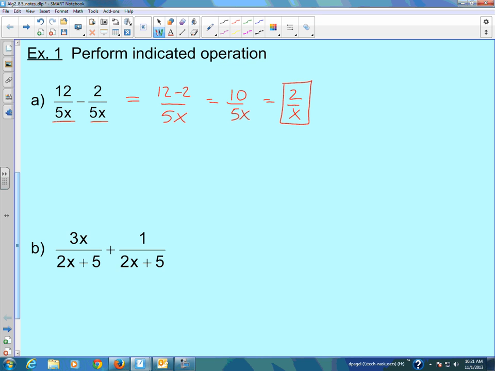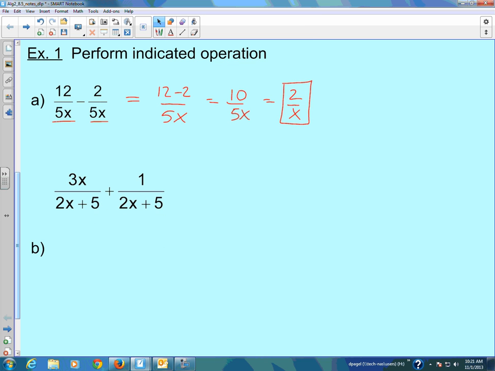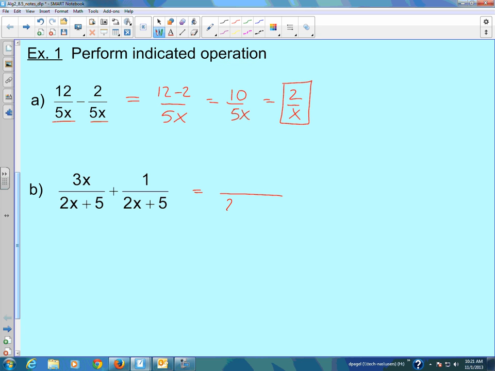Here we have another situation where denominators are the same. So I know that I'm going to have as a denominator 2x plus 5. Now in this case, the numerators are not like terms. So when I add them together, I just get 3x plus 1. And looking at the numerator and the denominator, none of those can be factored. I can't pull anything out. And so in this case, I would be simplified as far as I can get right there.